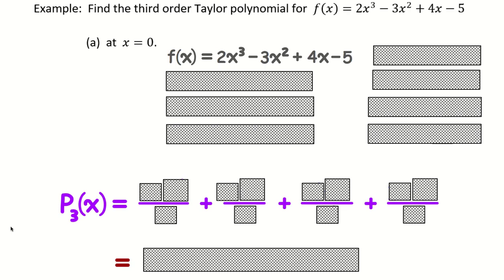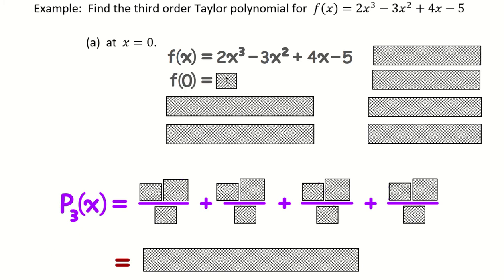But anyway, moving on, I think we have one more set of examples. And we're going to start off by finding the third order Taylor polynomial for this function, starting at x equals 0. Okay, so what's the first thing we're going to do?